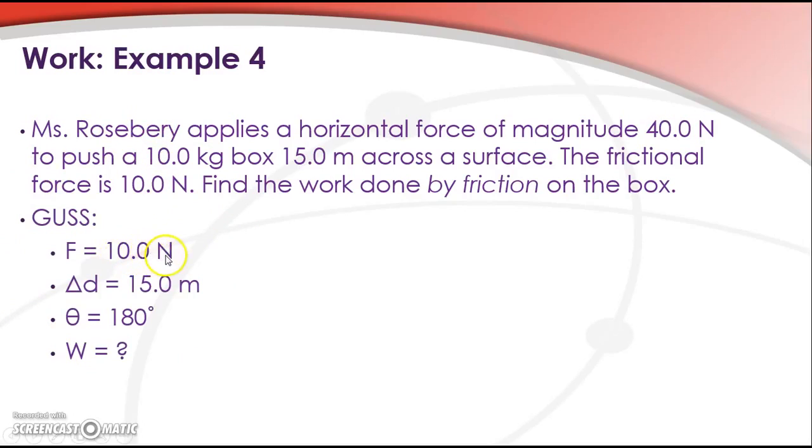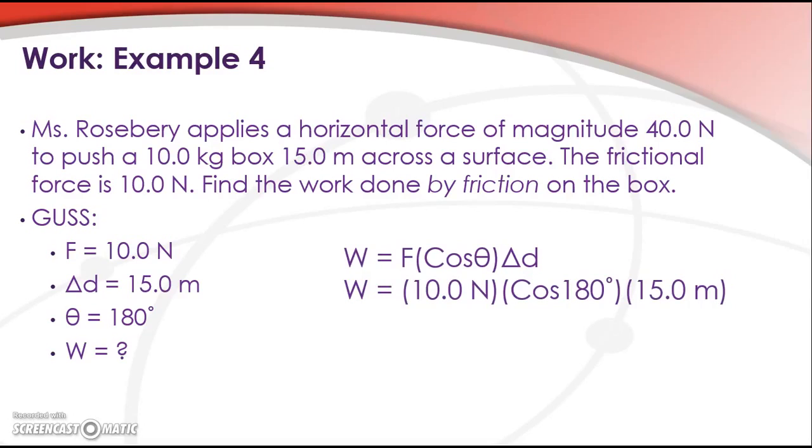The force is 10 newtons from the friction. Our distance again is 15 meters. But here is the key thing. We introduce a theta of 180 degrees. In other words, the friction is opposing the motion. Now we can calculate the work in the exact same way. Work equals F cos theta times distance. Substitute in, and cos 180 degrees is equal to -1, and so this gives us negative 150 joules.